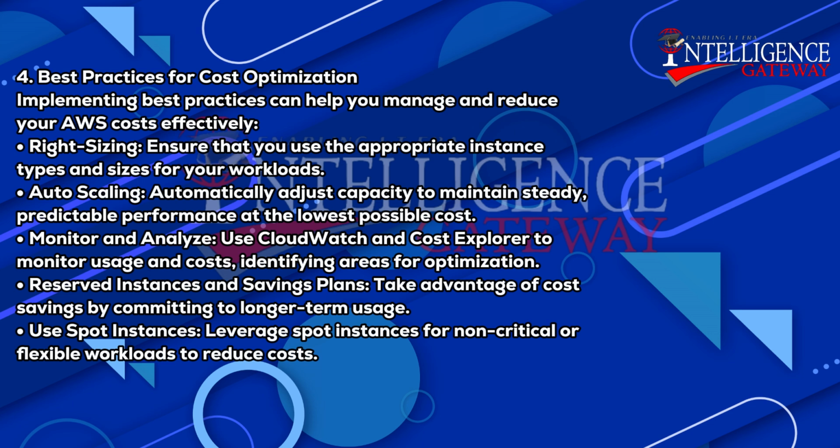Right-sizing: ensure that you use the appropriate instance types and sizes for your workloads. Auto-scaling: automatically adjust capacity to maintain steady, predictable performance at the lowest possible cost. Monitor and analyze: use CloudWatch and Cost Explorer to monitor usage and costs, identifying areas for optimization. Reserved instances and savings plans: take advantage of cost savings by committing to longer-term usage. Use spot instances: leverage spot instances for non-critical or flexible workloads to reduce costs.